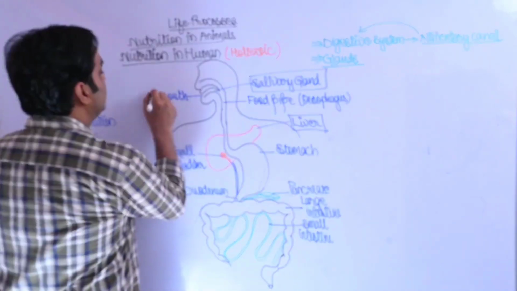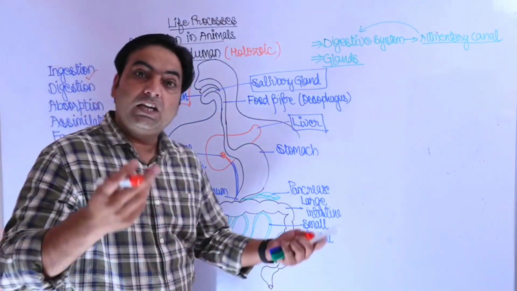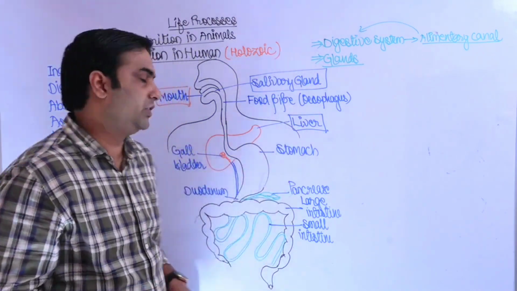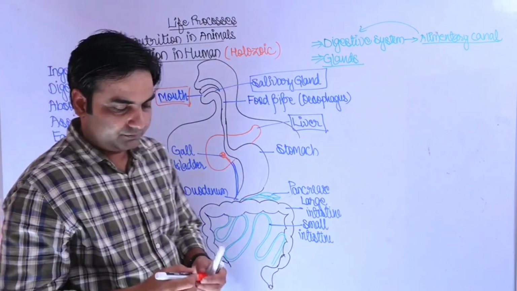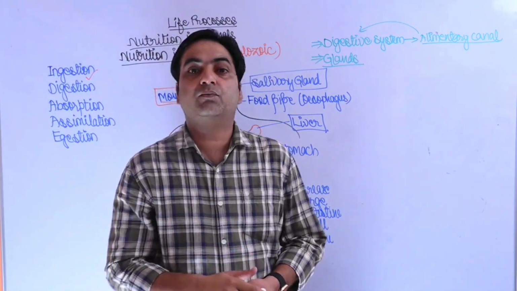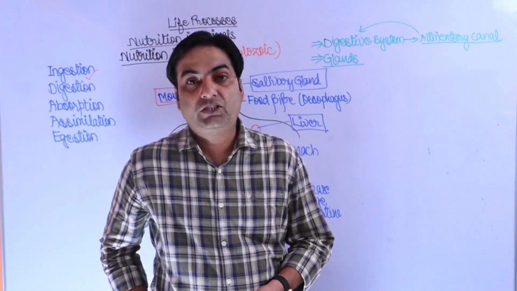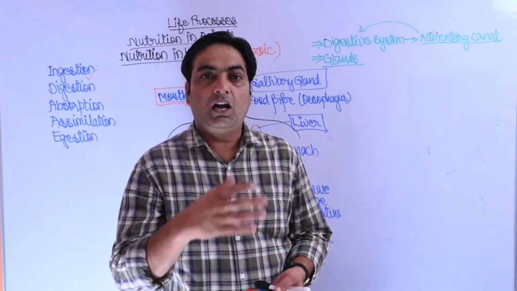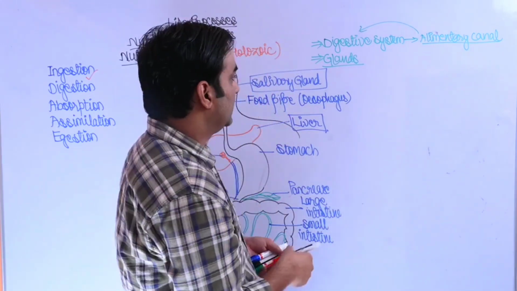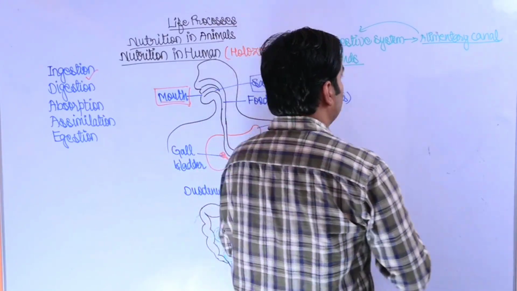Food will be taken in. The first step to be done is ingestion. Remember, intake of food is called ingestion. So the food will be taken in by the mouth. As soon as food is taken in, we start chewing it. We chew it using our teeth. Teeth are of 4 types. There are 4 types of teeth present in our body, in our jaw actually.